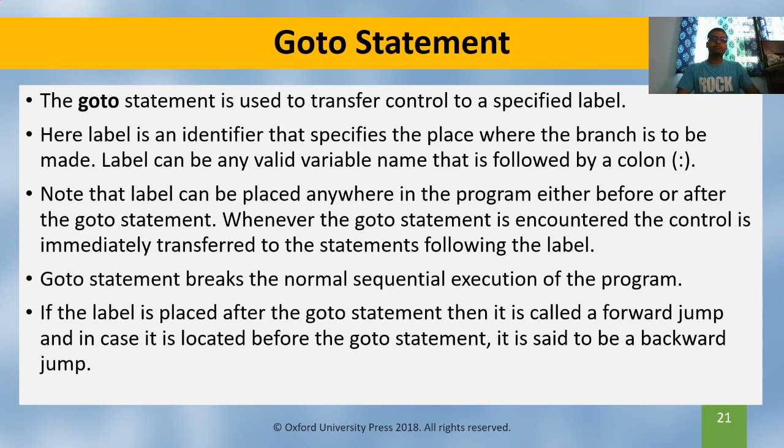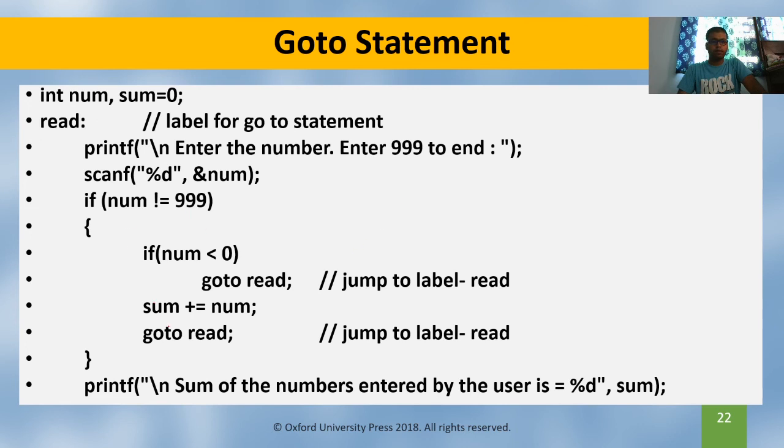Now the goto statement is used to transfer control to a specific label. A label is an identifier that specifies the place where the branch will be made. The label can be a valid variable name followed by a colon. So in goto read, read is the label. Here a label read is present, and if num is less than or equal to 0, it will go to read, so it will jump to the label.